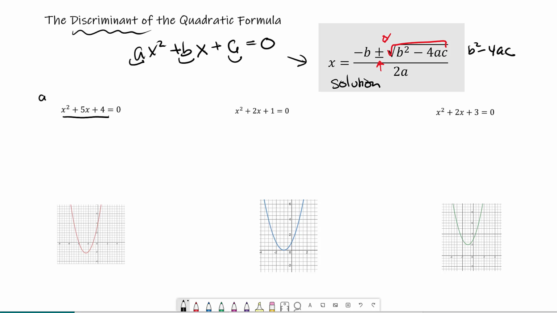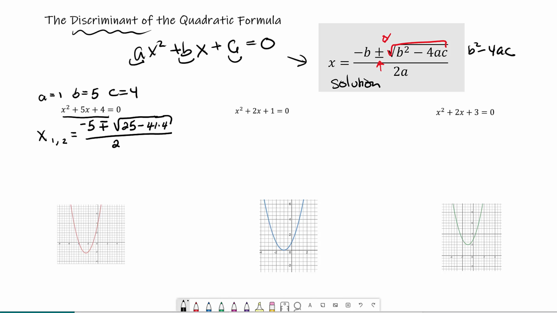In this case, a equals 1, right? We have just x squared plus 5x, so b equals 5, and c equals 4. So what are our solutions? We often write these as x1,2, because we have 2 solutions. Minus b is minus 5, plus minus, right, positive and negative square root of b squared, which is 5 squared, so 25, minus 4 times 1 times 4. So a is 1 and c is 4, and then we divide all this by 2 times a, which is just 2.